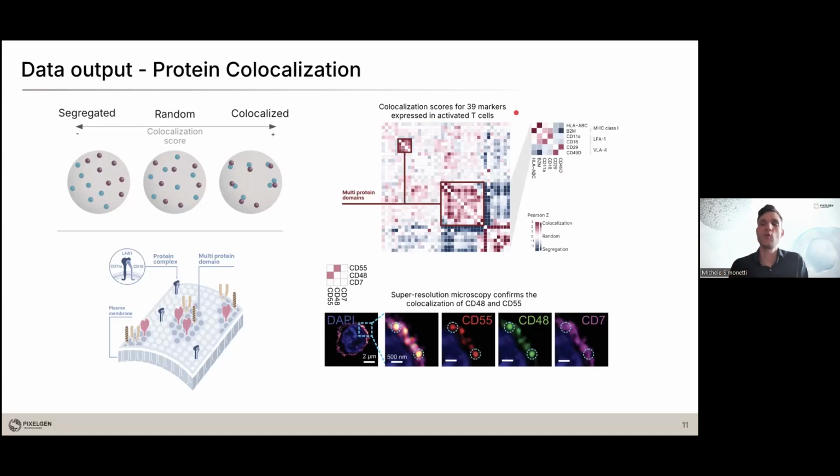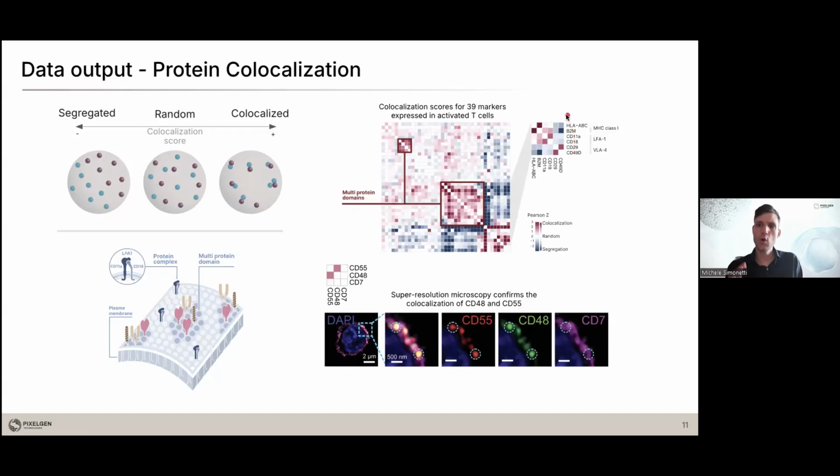Most of the time, you don't need to plot all the 155 markers. You're just plotting the markers that are more informative, or the markers where you get hints of colocalization. But what you see here in the different colors, red means that proteins are colocalizing. Blue means that they are segregating from each other. So all these squares here are multi-protein domains. You can, of course, zoom in, and you can look at the different markers that are part of the domain. In this case, these are well-known protein complexes.